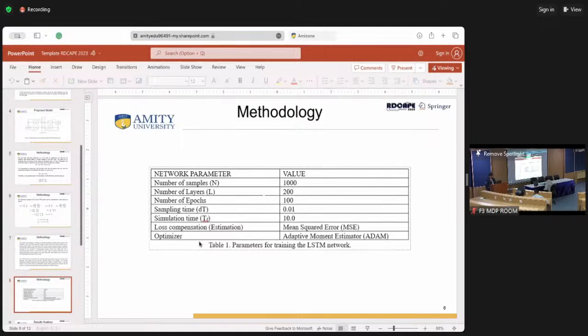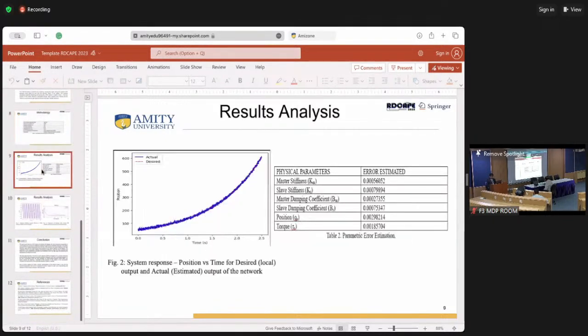If link 1 has to exhibit some outer weight or grip some outer object, the mass of M1 is going to change. So we are not making it again and again, giving these values. These are the result analyses in which we have to plot the system response, position versus time, for the desired and actual output.